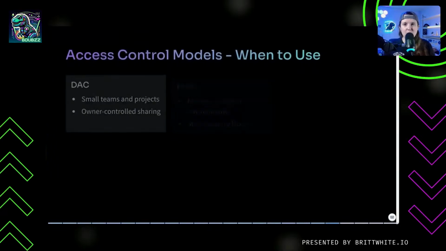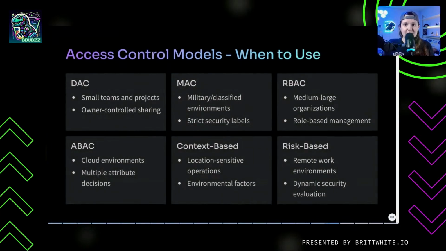Now, I want to break down when to use each access control model. Let's take a look at all of these access control models to compare them all. Discretionary access control, or DAC, is ideal for small teams and project collaboration. Picture a marketing team sharing files. They need the flexibility to control their own resources. The key is that resource owners make access decisions directly. Mandatory access control, or MAC, with its strict label-based control, is perfect for military and classified environments, where security levels are non-negotiable. When you're handling top-secret documents, you want this rigid control structure.